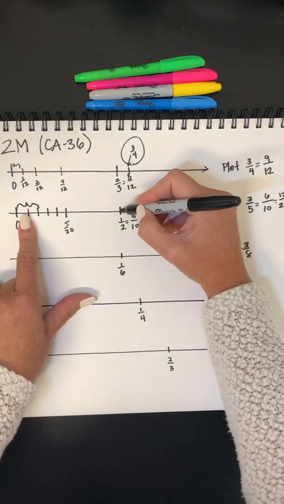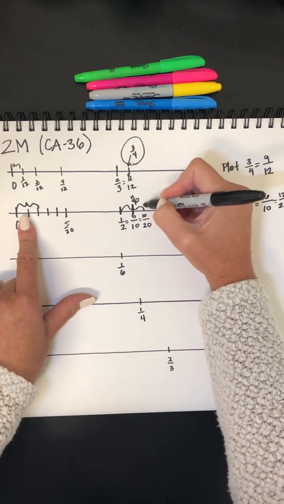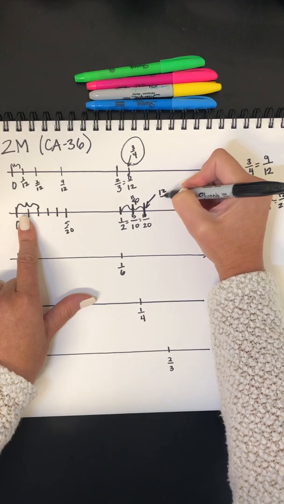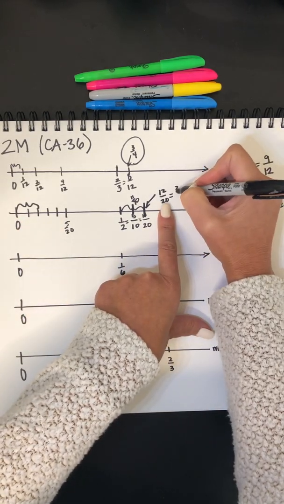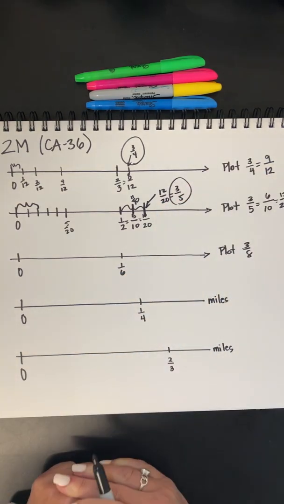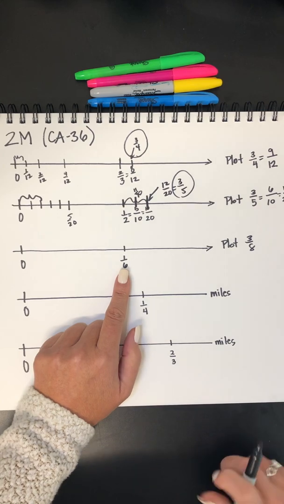So I'm going to use that distance here. Maybe I'll go here and call this 11/20, and then I'll call this right here 12/20, or my intended location, same thing, 3/5. All right, next one, we had to plot 3/8, and we were given a 1/6.